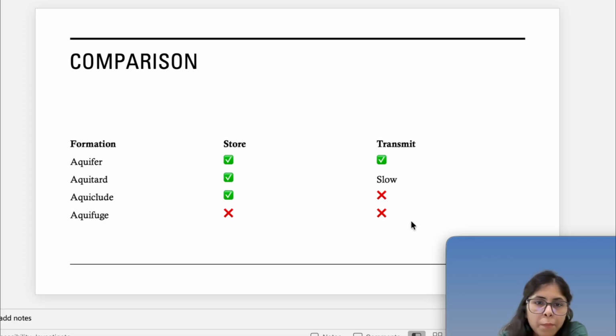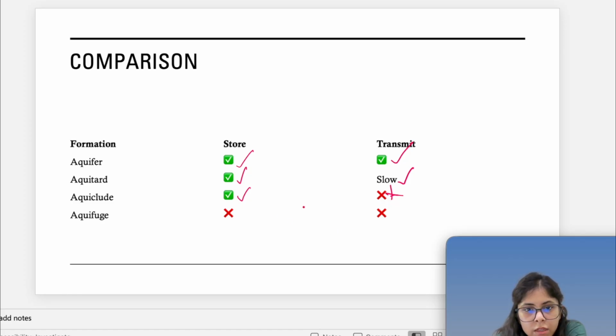Now we see a comparison. Does aquifer store water? Yes. Does it transmit? Yes. Does Aquitard store water? Yes. Does it transmit? Yes, but slow. Does Aquiclude store water? Yeah. Does it transmit? No. Aquifuge store water? No. Transmit? No.